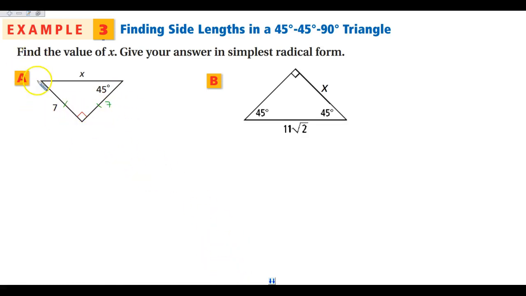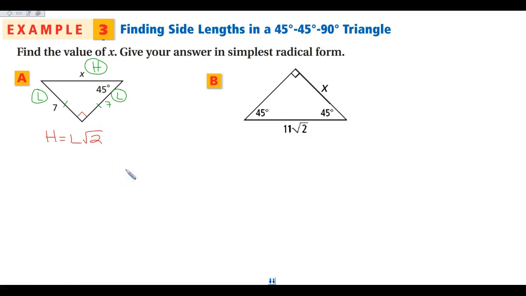But what I'm going to do is label this triangle. This is a leg of the triangle. This is an equal leg of the triangle, and then this is my hypotenuse. The next thing I'm going to do that I want you to do every time is write the formula. Hypotenuse is equal to your leg times the square root of 2.